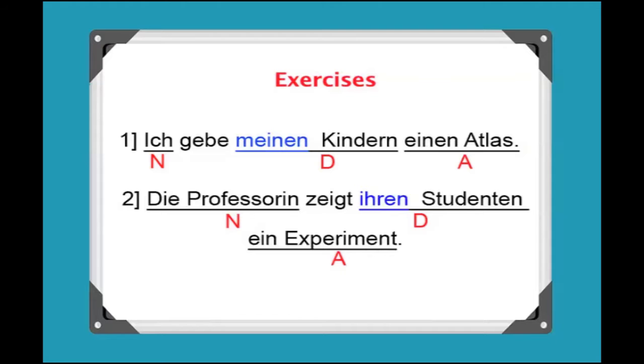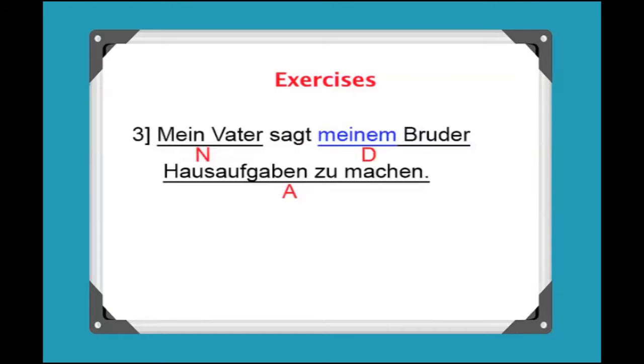In sentence number 3 also, here the student correctly deduced that meinem should be the answer and wrote it here in the dative case, and also the other student correctly underlined the nominative and the dative as well as the accusative here. Also, as I have told you earlier, accusative need not be a noun, it can also be a sentence which contains a noun like here, or just a verb.